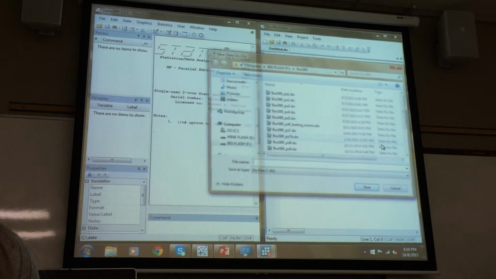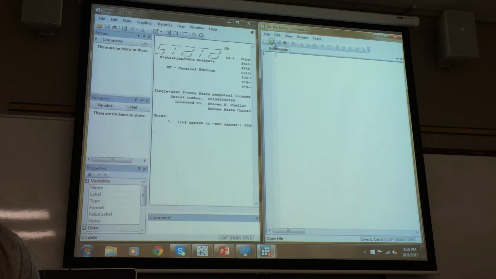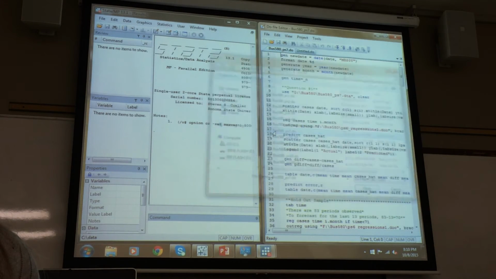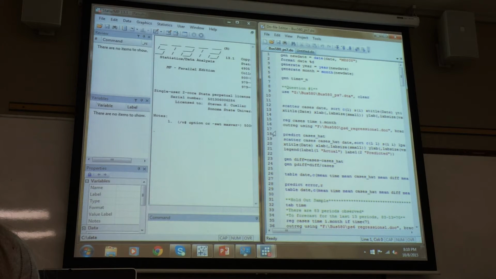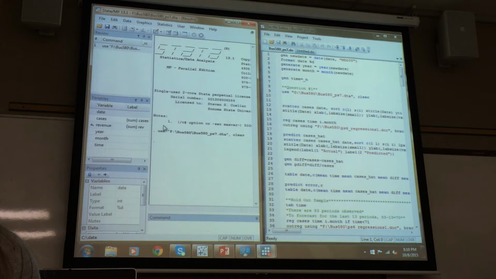We hit save instead of open. Did I hit save? Oh, okay. Cancel. All right. Too many martinis for lunch. Or not enough. I'd rather err on the side of too many than too few.